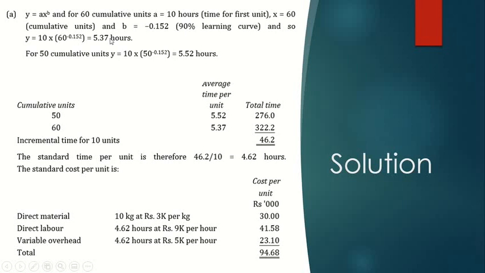If we are producing 50 units, the cumulative average time will be 5.52 hours. Here it is 10 multiplied by 50, the cumulative output, which means the end of third quarter, to the power b. It is just a matter of applying this x. If x is 50, the end of the third quarter, our time requirement will be 5.52 per unit. It is the average time. At the end of the fourth quarter, our average time requirement will be 5.37. So after the third quarter, we improved our performance because of the learning curve.